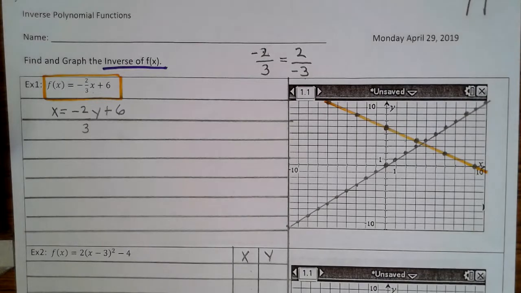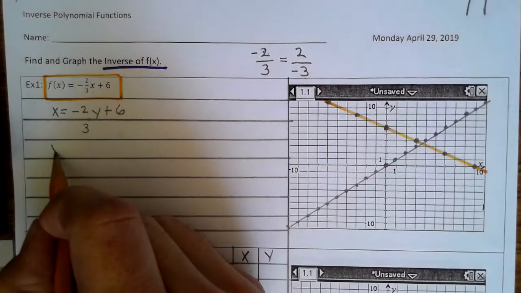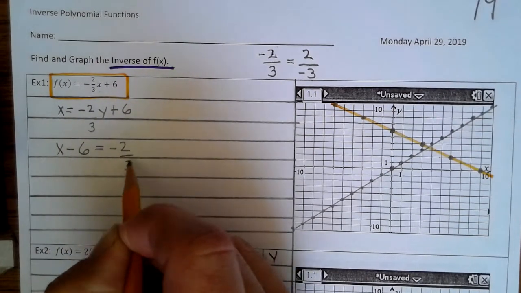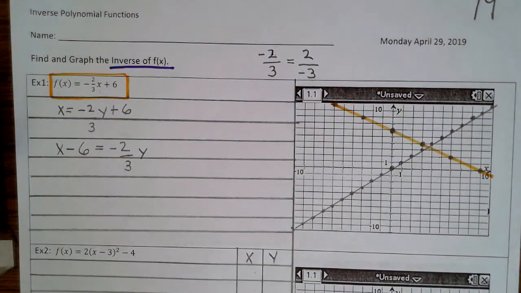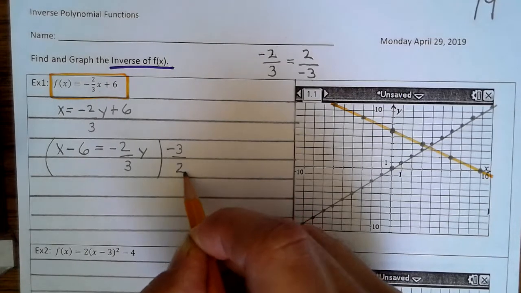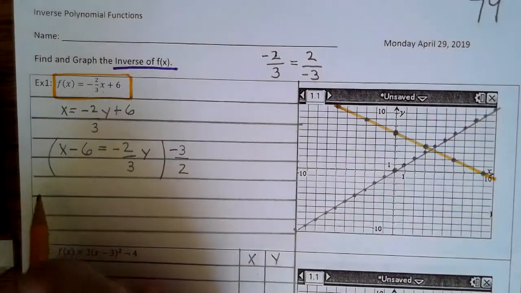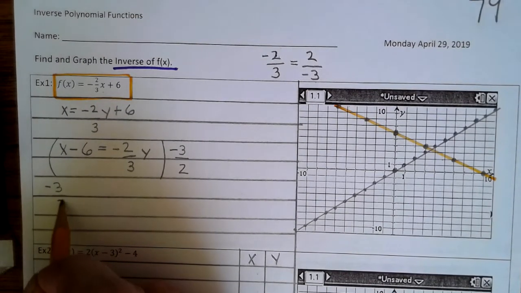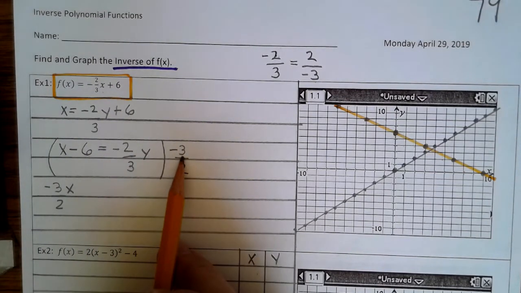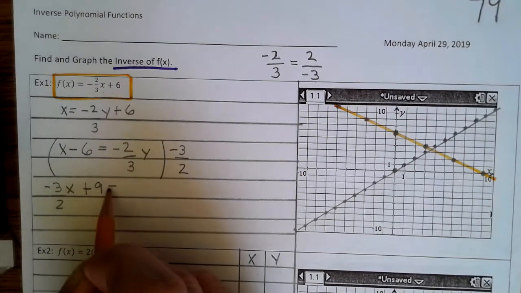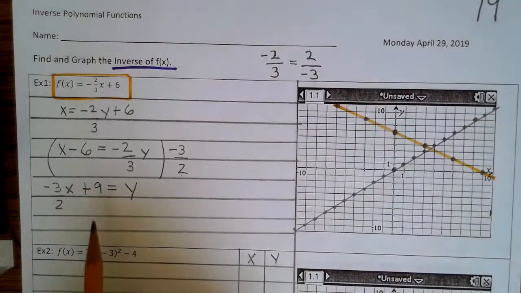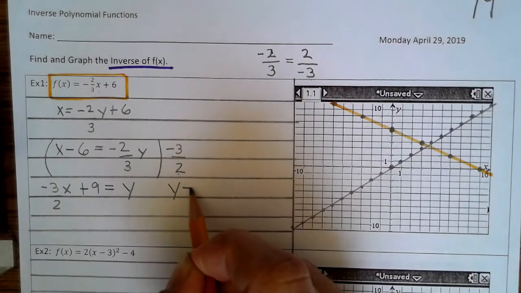Okay, so our first step is we're going to subtract 6 from both sides. So x minus 6 equals negative 2/3 y. Then we're going to multiply both sides by negative 3 divided by 2. So then that is negative 3 divided by 2 x. Negative 6 times negative 3 is 18 divided by 2 is a plus 9. And negative 2/3 times negative 3 divided by 2 is 1y. Now, that's mathematically correct, but I like writing the y on the left, so I'm going to rewrite that.